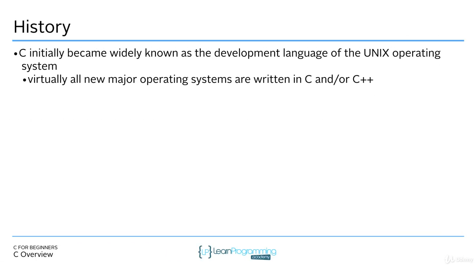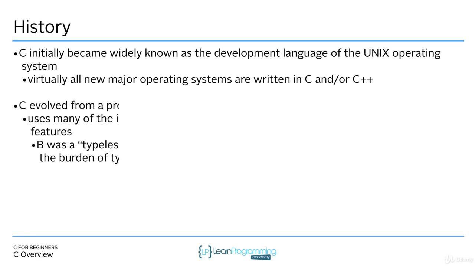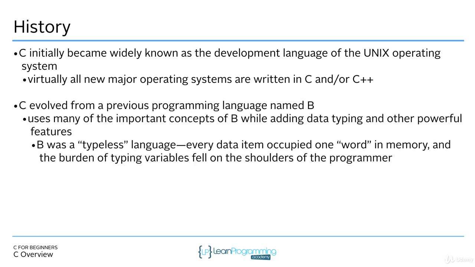Some more history. It initially became widely known as the development language of the UNIX operating system, and virtually all the new operating systems that were written after 1972 are written in C or C++. Okay, again, very popular, very, very useful. It evolved from a previous programming language named B. Go figure. That's why it's named C. I guess they weren't very clever, and they just said, "Hey, B, C."